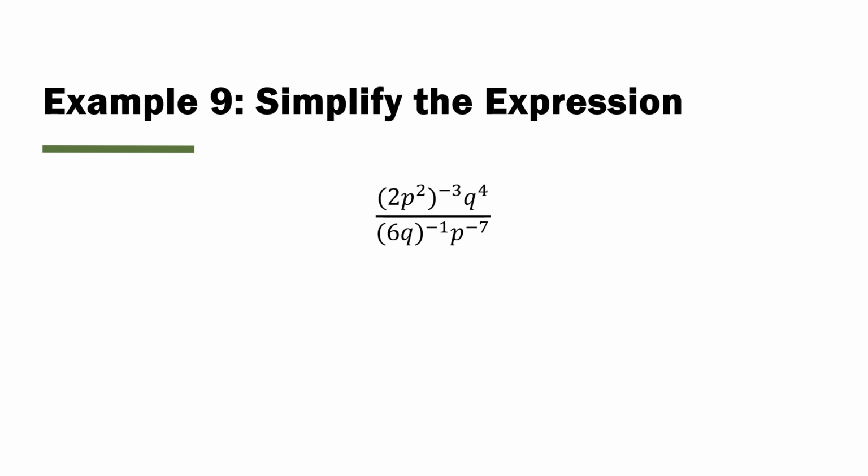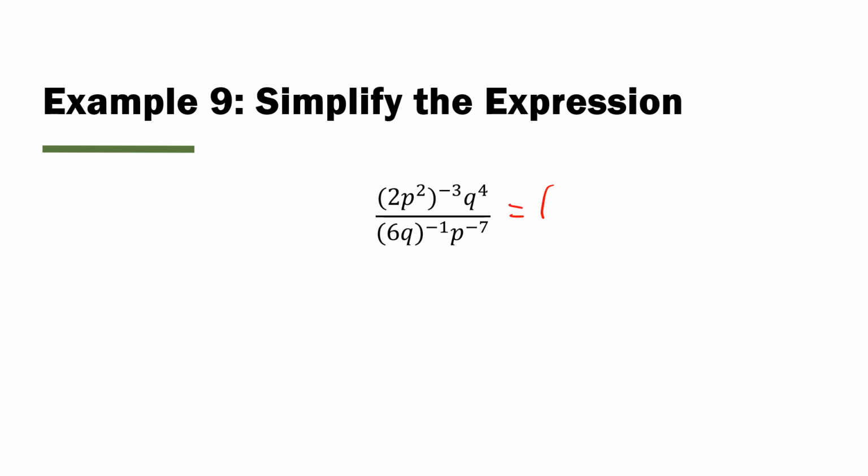Let's do one more example. Let's solve final example 9. This time I have some parentheses within my fraction raised to different exponents. So I'm going to simplify the parentheses first by distributing this -3 to my parenthesis in the numerator, and this -1 to my parenthesis in the denominator.